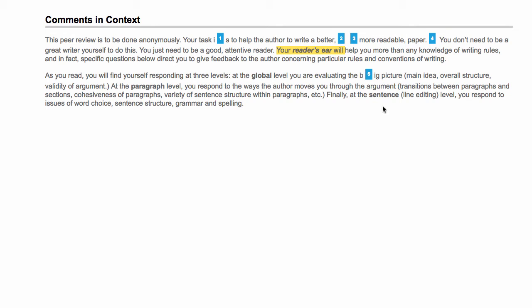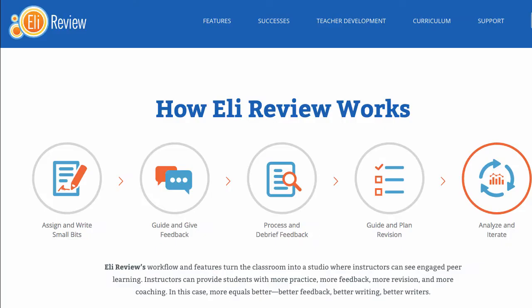So there might be a draft submitted, and then there would be a review on the global level, and then a review at the paragraph level, and a third review at the sentence level. And this simply helps students not peel the onion of the draft at one time, but to look at each onion peel level at multiple drafts so that they can handle the cognitive load a little bit easier. So as you think about designing peer learning, think about how this onion approach might transform the way you use Eli.